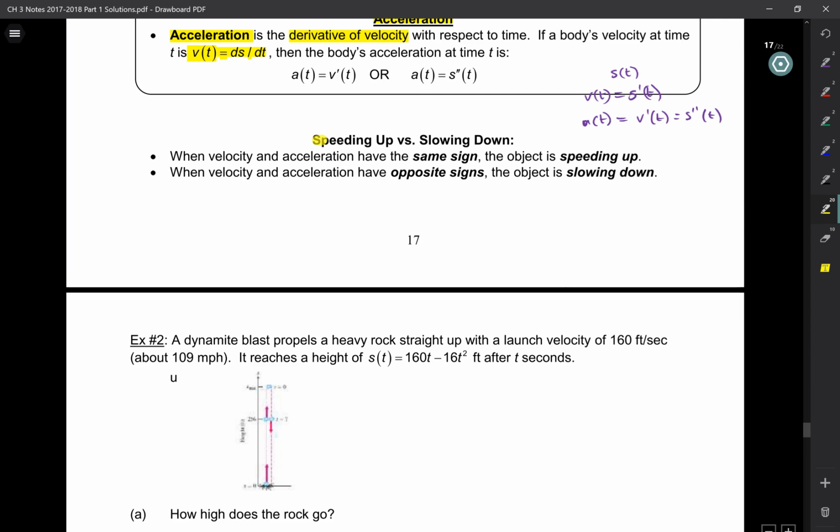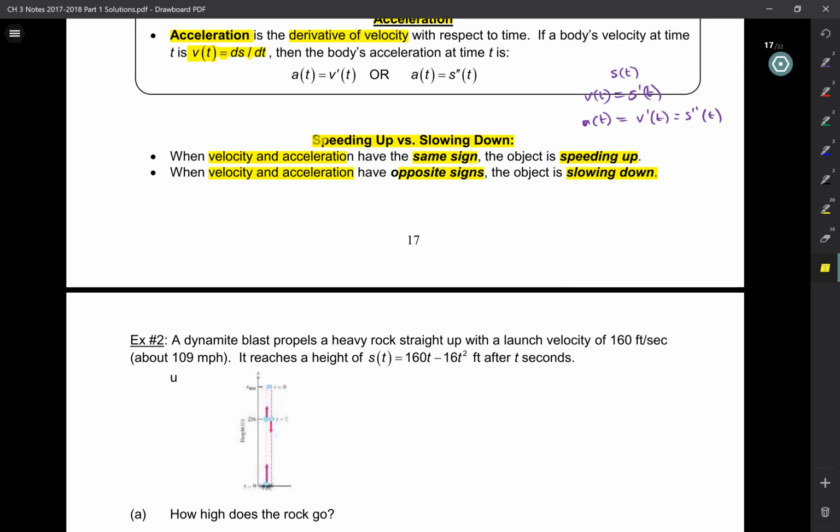This is super important. How do you know if something is speeding up or slowing down? When the velocity and the acceleration have the same sign, it's speeding up. Plain and simple. Positive, positive, negative, negative. When the velocity and the acceleration have opposite signs, it's slowing down.